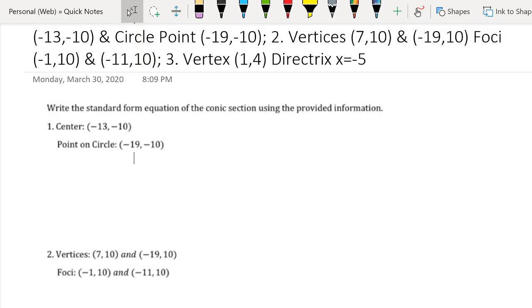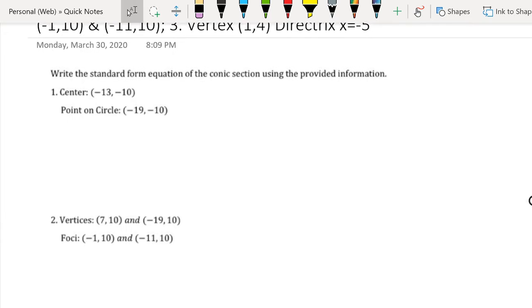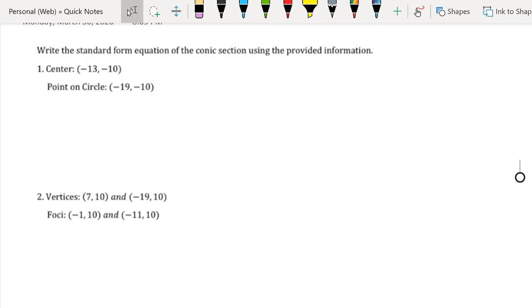So I wanted to work out some examples. Actually, here's the top of it. Worked examples is the title of this, standard form, conic. So we got 3 problems that I'm going to work out, and you can see them all here. Center and a point on the circle for number 1. 2 vertices and 2 foci, or foci, however you want to say it. I really don't care. And then number 3, the vertex and the directrix.